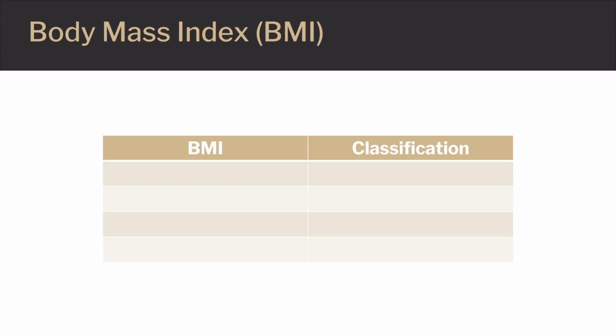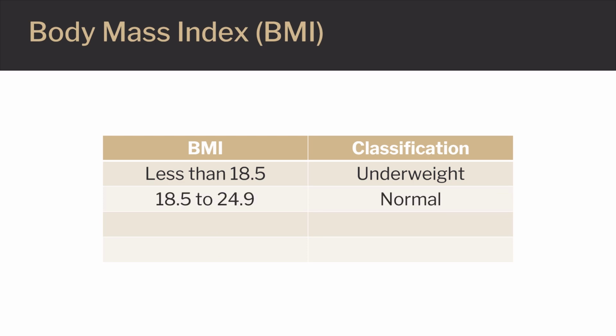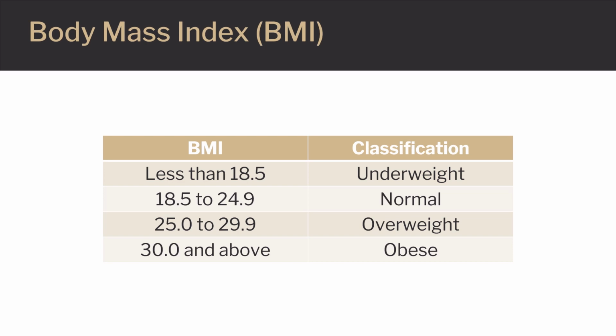After completing the calculation, you can interpret the value obtained by its classification. The values are classified as follows: underweight, less than 18.5; normal, 18.5 to 24.9; overweight, 25.0 to 29.9; and obese, 30.0 and above.